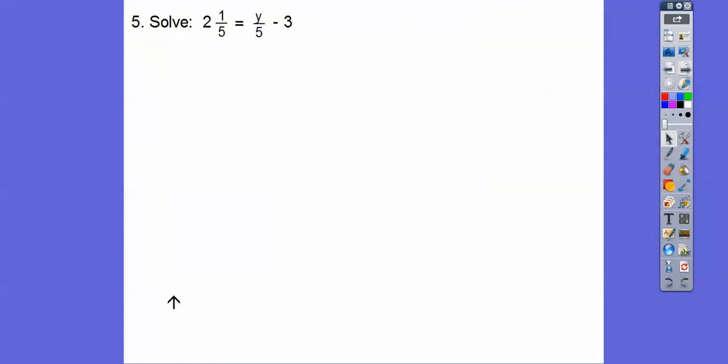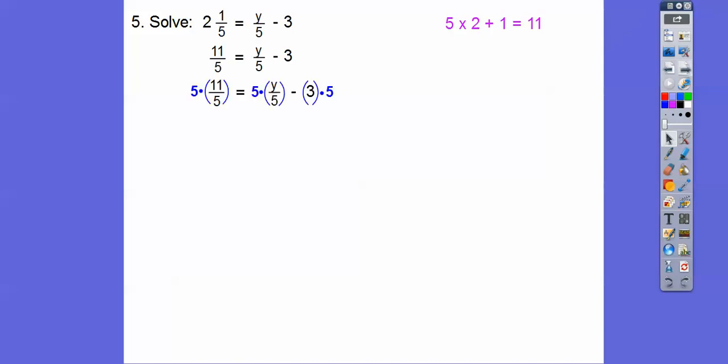So let's solve this guy. All right. Before I do, I'm going to change this mixed number right here into an improper fraction. So we do 5 times 2 plus 1. 5 times 2 is 10. 10 plus 1 is 11. So you'll see that over here. That's my new numerator, so 11 over 5. Then we get rid of those fraction parts by multiplying by the denominator, 5 times 5 times 5. Okay, so that's what we're going to do.